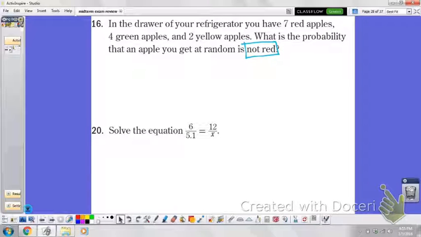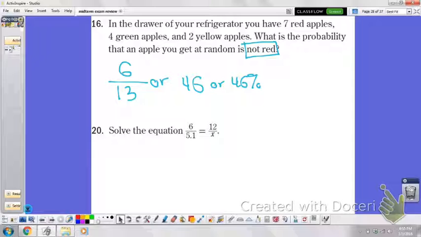Well, since there are 7 red apples, 4 green apples, and 2 yellow apples, there are 6 apples that are not red. And there are a total of 13 apples. So the 6 over 13, or 0.46, or 46%. So there's a 46% chance that you'll pull an apple that is not red.